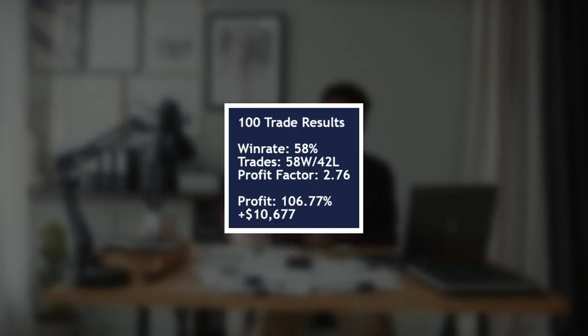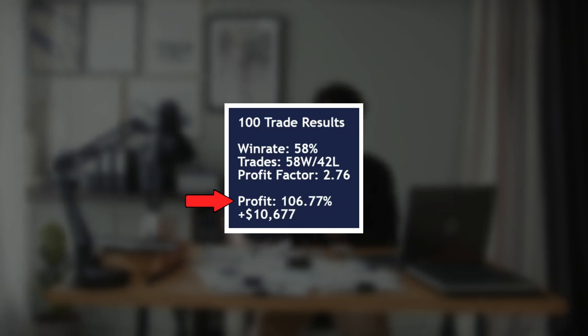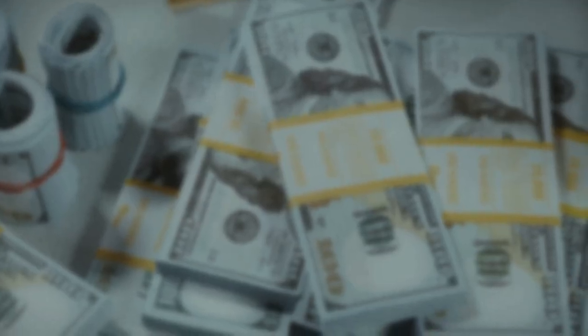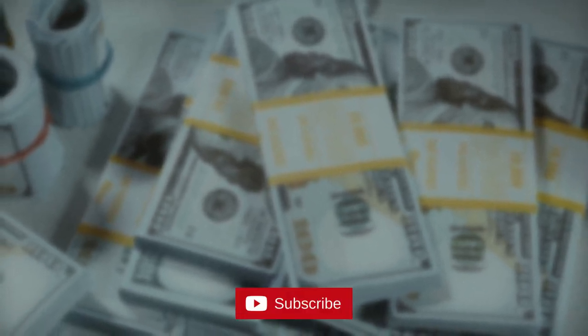So I'm now going to show you the results for 100 trades using this strategy. And here we go, these are the results trading 100 times with this strategy, and you can see we had an almost 60% win rate with a profit factor of 2.76, making us 106.77% on profit, and overall turning the account up $10,677.